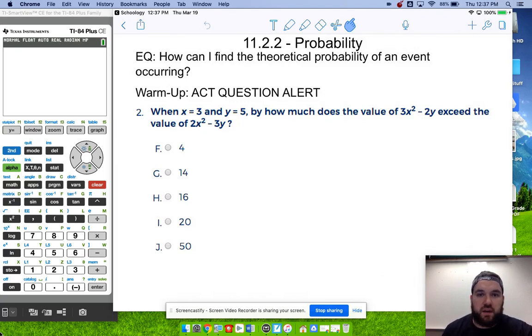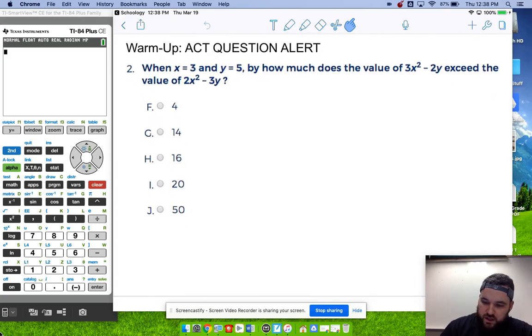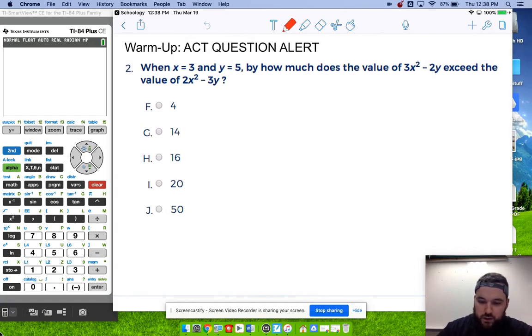Our EQ is how can I find the theoretical probability of an event occurring? Again, experimental is based on results that happen. So for the most part, experimental probability is the numbers are right in front of you. So we're going to focus on the theoretical side. Again, just to keep the practice going of a multiple choice ACT type question in the math portion.